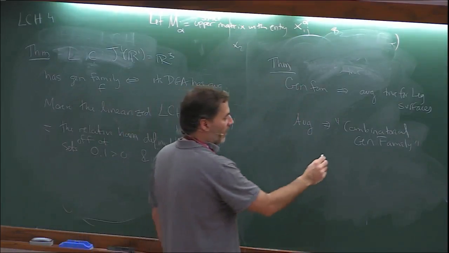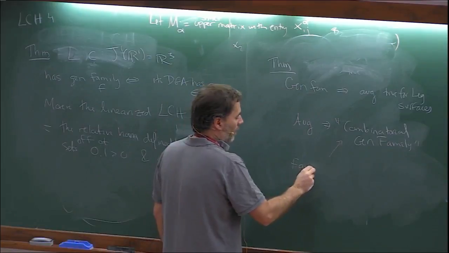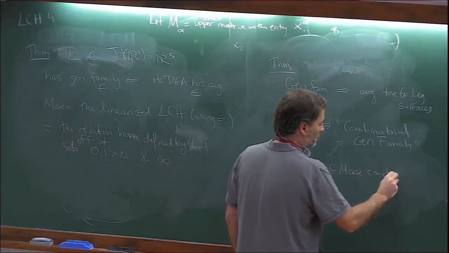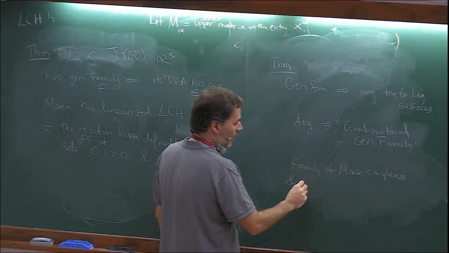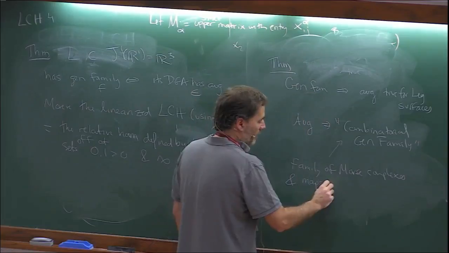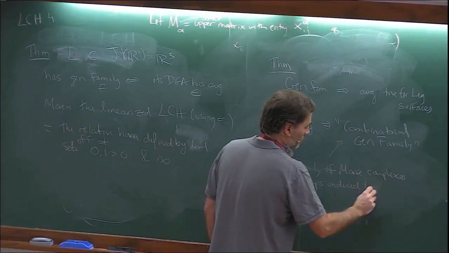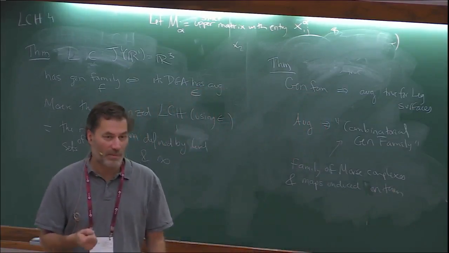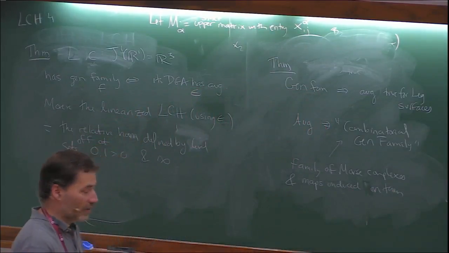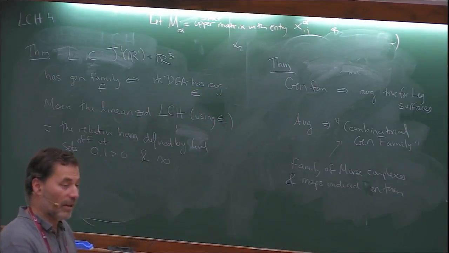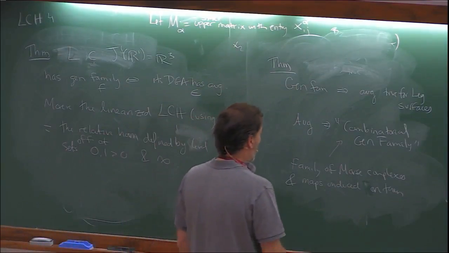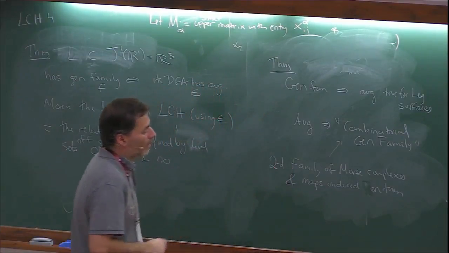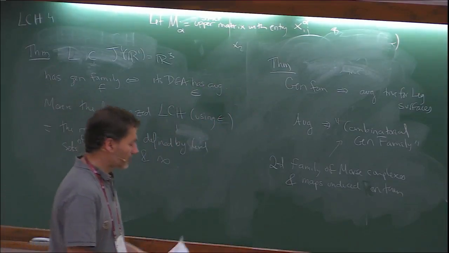where here we're kind of looking at a family of Morse complexes and maps induced on them. So chain maps between them and chain homotopies and kind of stuff you need for when you're studying a two-dimensional family of Morse complexes. A two-dimensional family.